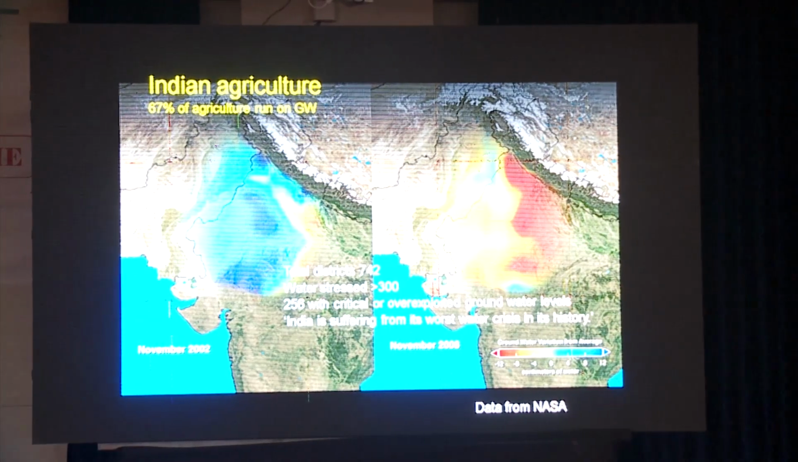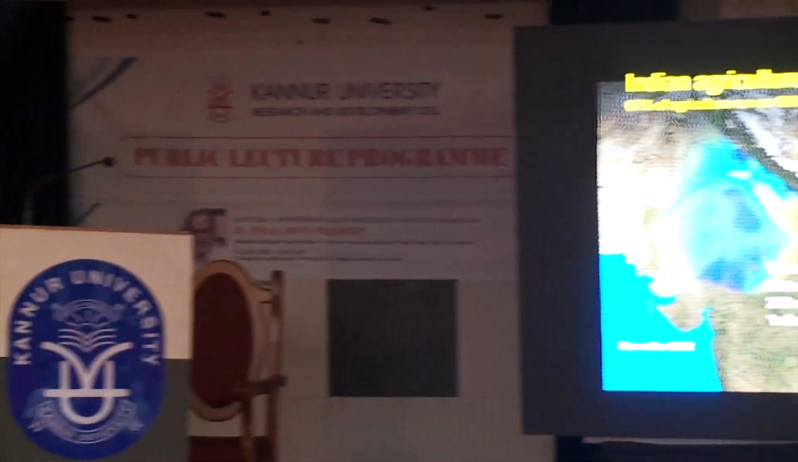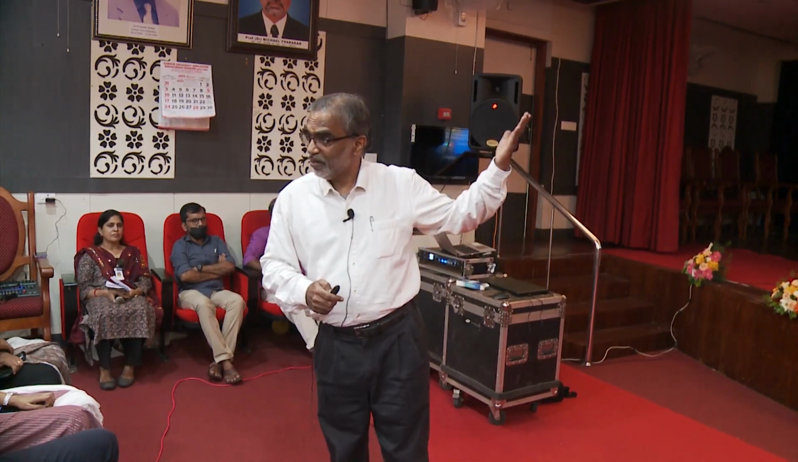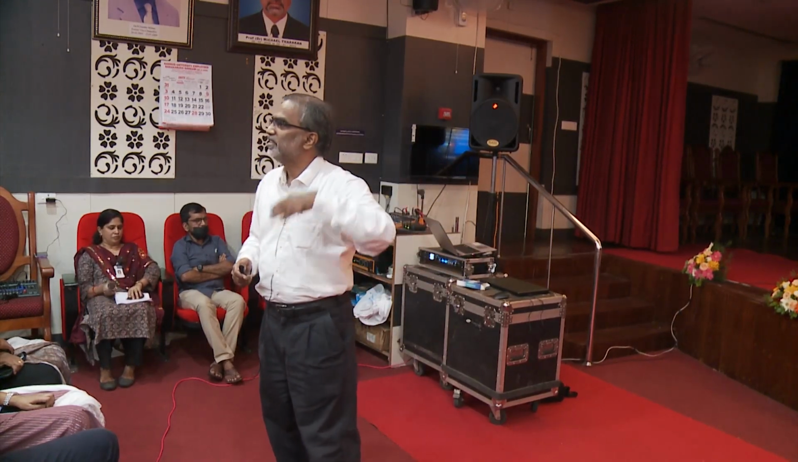So on the one side, this is a problem. On the other side, a huge water problem is also there in agriculture. Indian agriculture is one which depends heavily on groundwater. 67% of our agriculture is on groundwater. That means a very huge groundwater decline, and this is seen in NASA photographs. On the left side, you have the groundwater at one time window, and on the right side, just after a few years, this is what has happened.